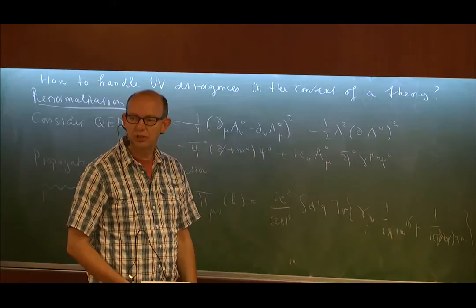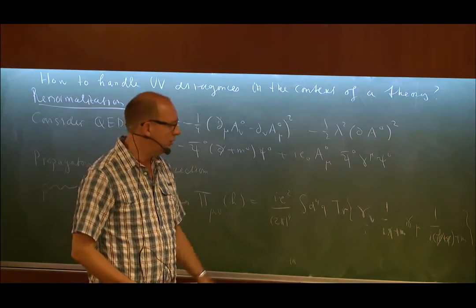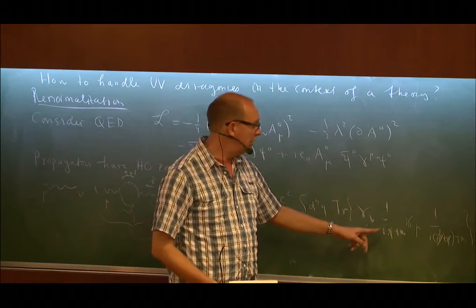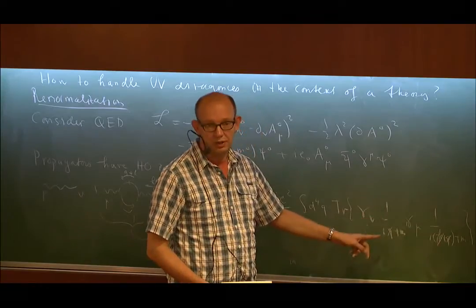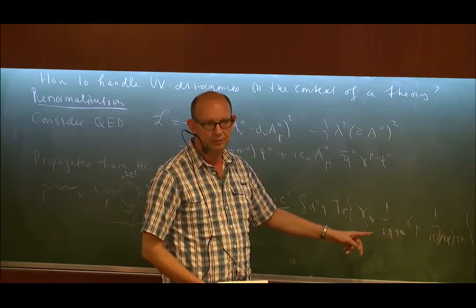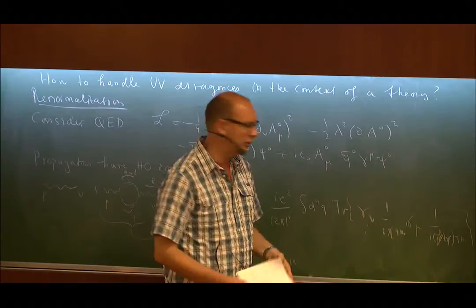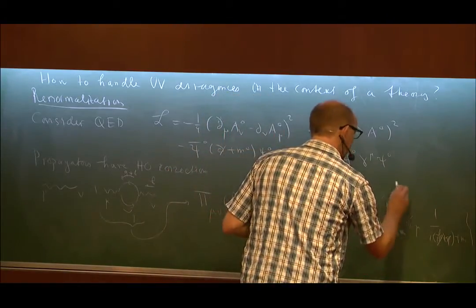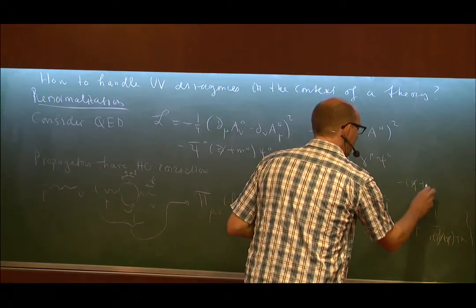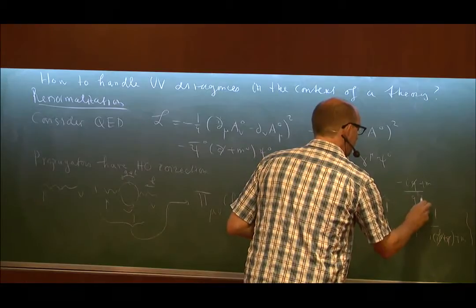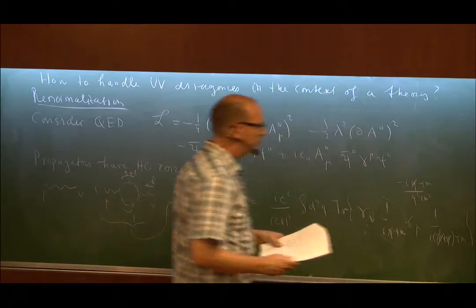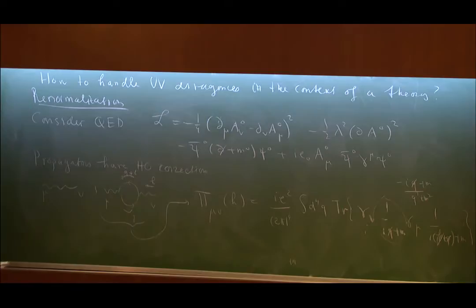Right. So this is how you set it up. This you can convert, of course, by multiplying upstairs and downstairs with minus i q-slash plus m, and then you get the normal form. So this, for example, I can write as minus i q-slash plus m divided by q squared plus m squared. I'll just leave it for the moment in this form.